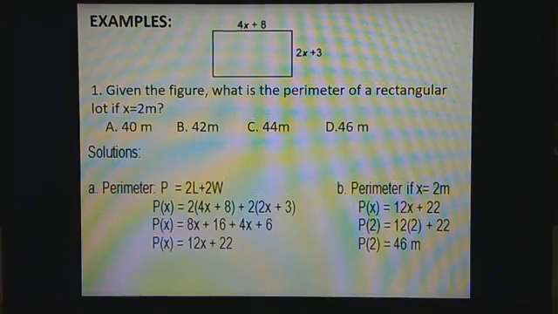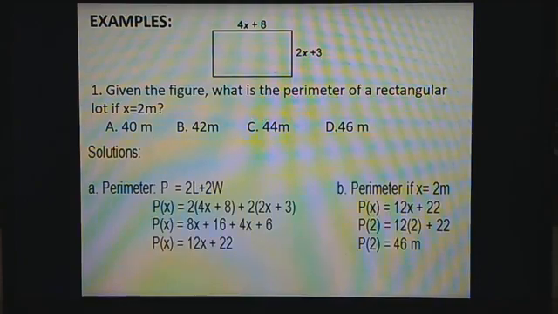Number 1. So, given the figure, so meron tayong rectangle and the length and width of the rectangle is represented by an algebraic expression. Kasi ang length niya ay 4x plus 8. Ang width niya ay 2x plus 3. Sabi diyan, given the figure, what is the perimeter of a rectangular lot if x is 2 meters? So, ang choices natin, letter A, 40 meters, letter B, 42 meters, letter C, 44 meters, and then letter D is 46 meters.